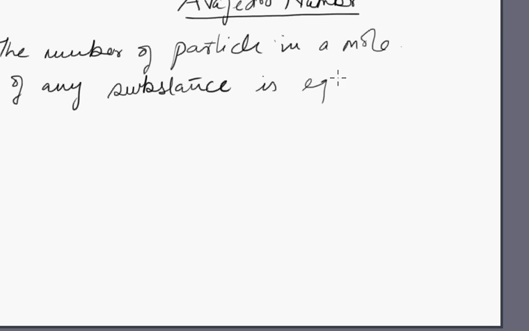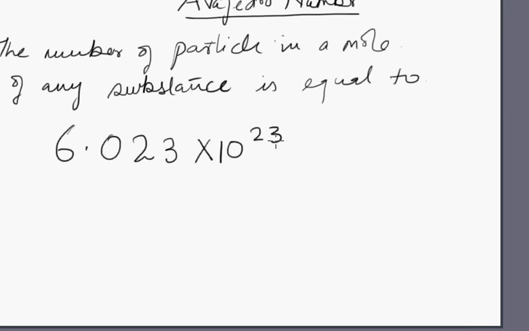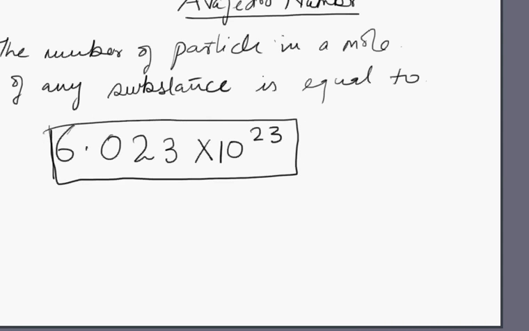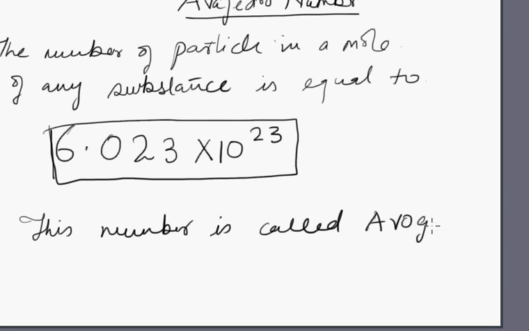That is equal to 6.023 into 10 to the power 23 particles. This number is called the Avogadro number, or you can say Avogadro constant also.